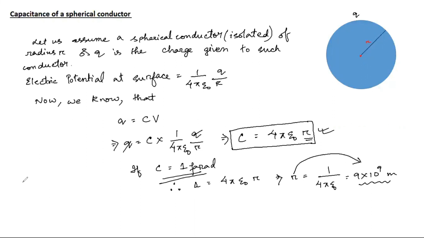Only for such a huge sphere can we have a value of 1 farad. So that is why a capacitance of 1 farad is a very high unit in magnitude.